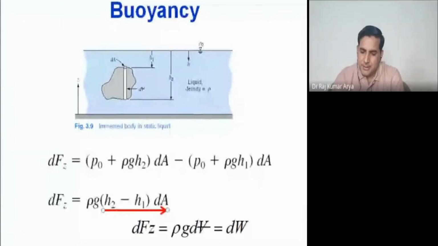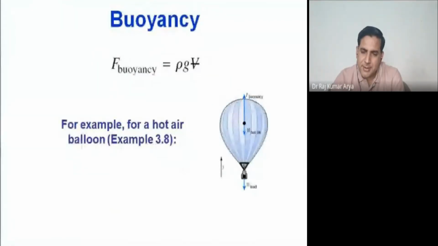In the next slide, you have buoyancy force equal to rho g V. This is just the volume of the fluid displaced, right? So in the case of hot air balloons, you are just making this volume bigger and bigger. Why is it so? In the case of this hot air balloon, we want this volume bigger and bigger.